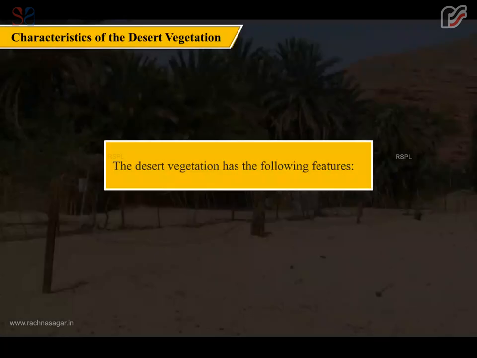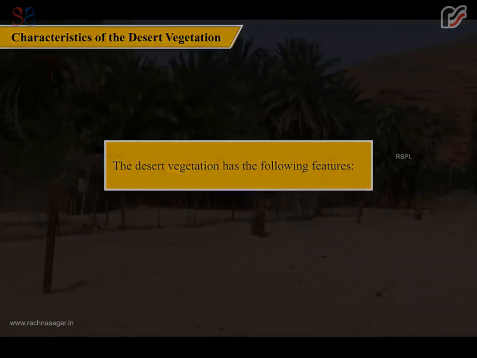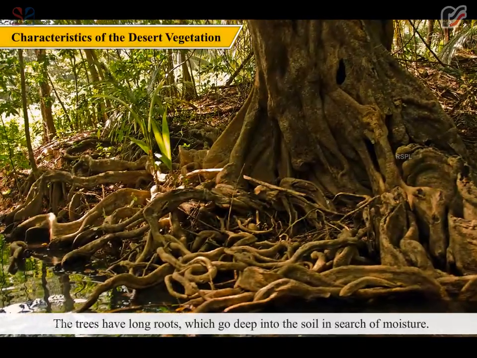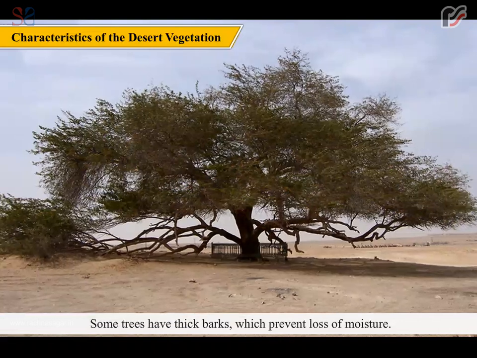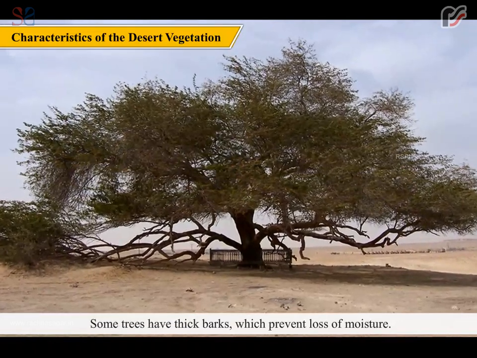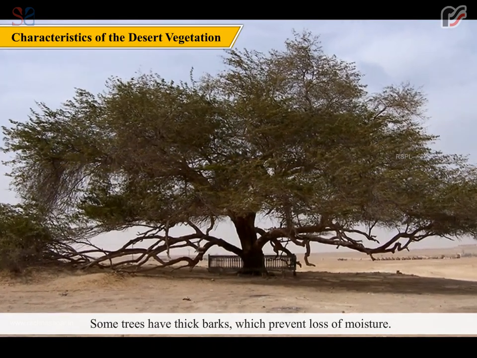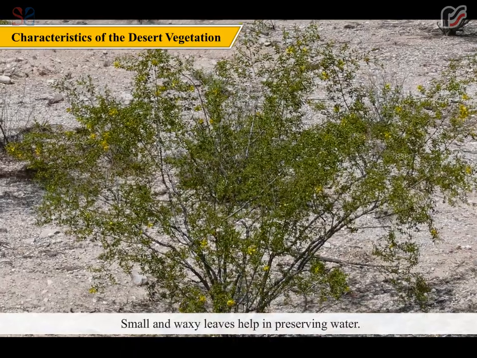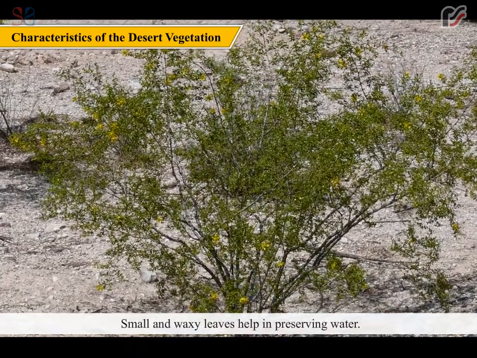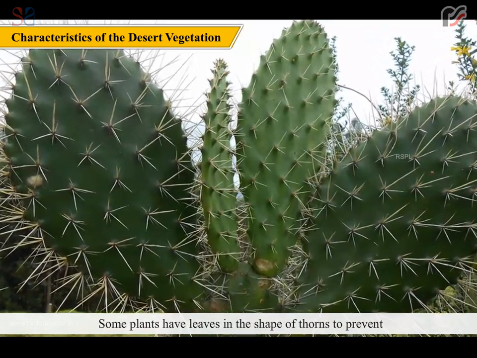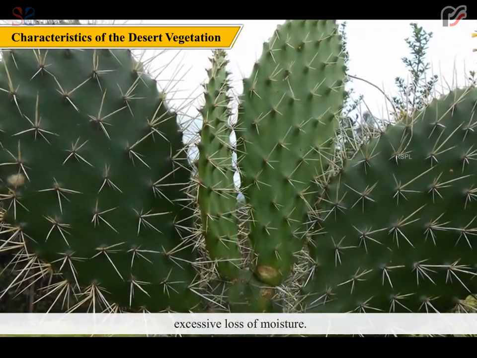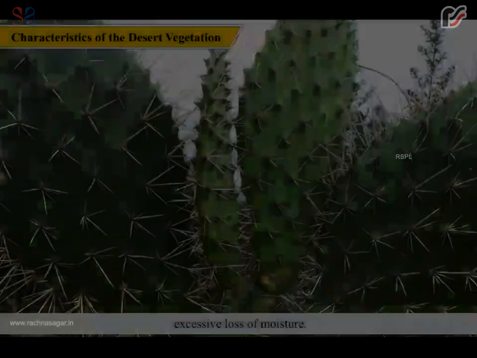The desert vegetation has the following features. The trees have long roots which go deep into the soil in search of moisture. Some trees have thick barks which prevent loss of moisture. Small and waxy leaves help in preserving water. Some plants have leaves in the shape of thorns to prevent excessive loss of moisture.